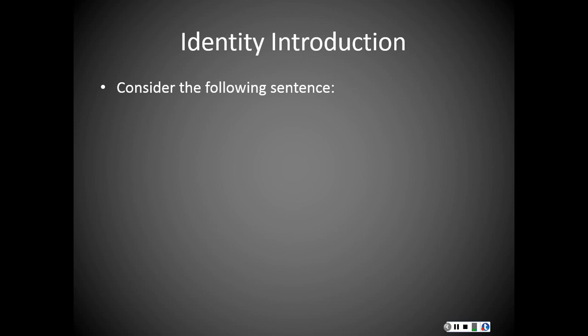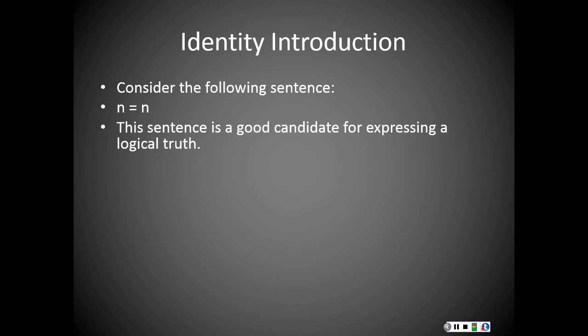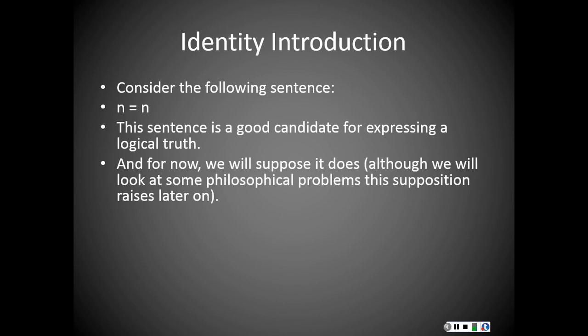So consider the following sentence. N equals N. This sentence is a good candidate for expressing a logical truth. It seems as though it's true as a matter of logic, for example, that Socrates is identical to Socrates, or that Professor Boyce is identical to Professor Boyce. These seem like good candidates for logical truths. Now, there are actually some philosophical problems with taking sentences like these to express logical truths, and we'll consider some of those problems a little bit later on in the course.